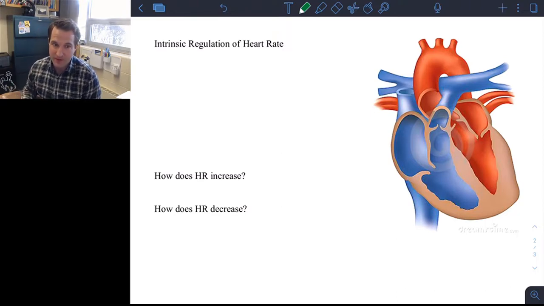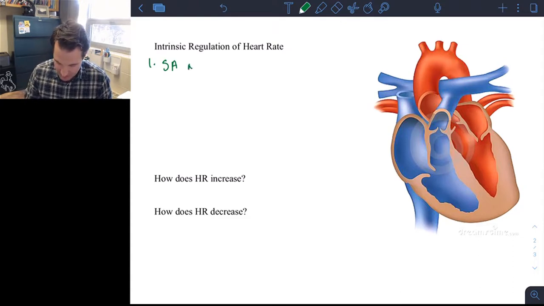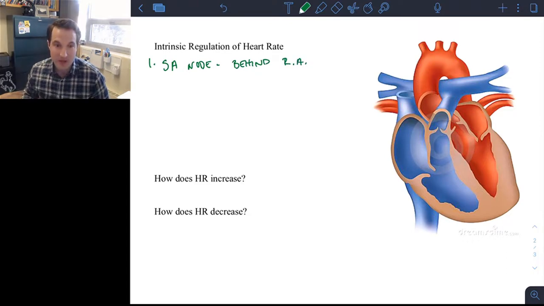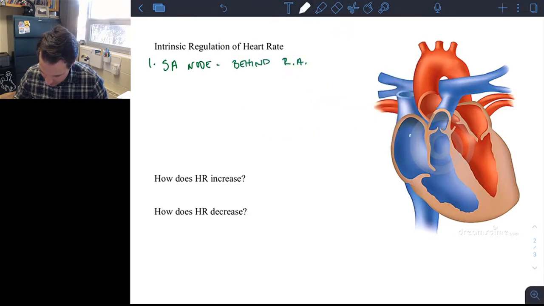So if we think about this, the pumping of the heart happens through 4 different areas. The first area is our SA node, sinoatrial node, and that's kind of right behind the right atrium. Okay, so if we had to draw this on here, we can get our white pen going. We're going to put it right over here, and here is our SA node.